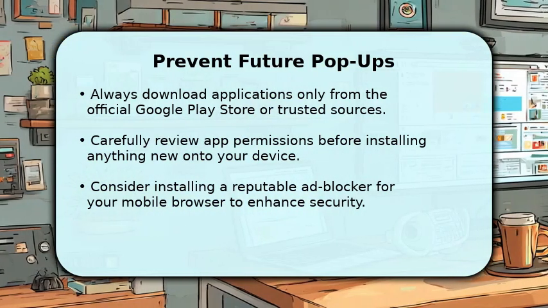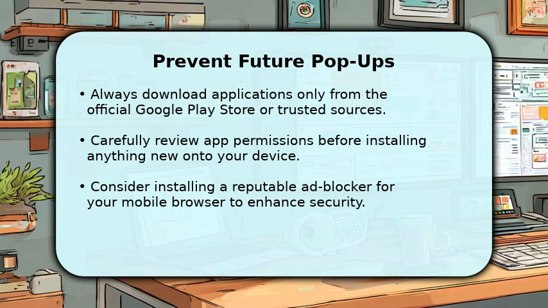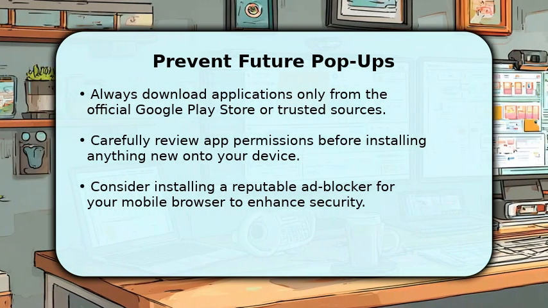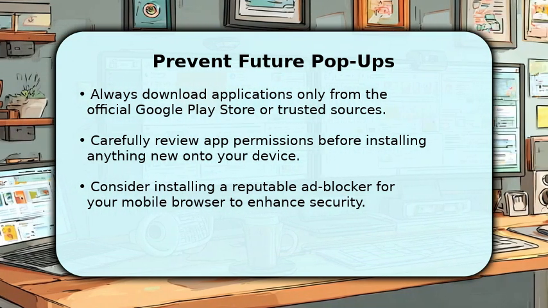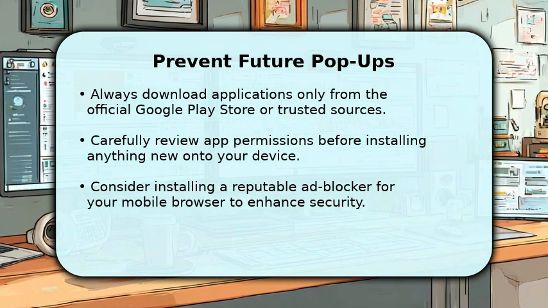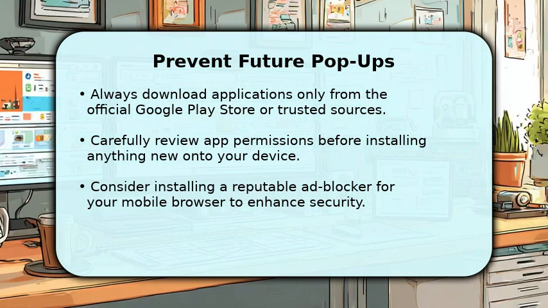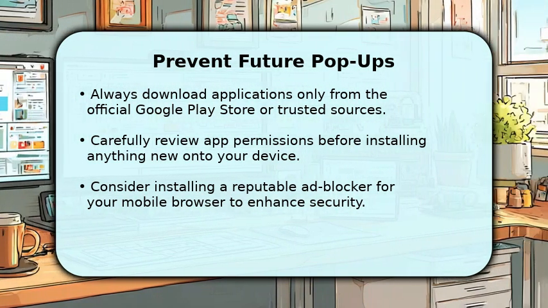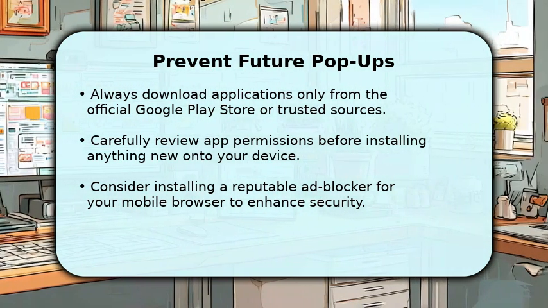To prevent future pop-up ads, always download applications from the Google Play Store and read reviews before installing. Be cautious of granting excessive permissions, especially to apps that do not clearly need them for their core function. For an extra layer of protection, consider installing a reputable ad blocker for your web browser. These proactive steps will help maintain a smooth and ad-free experience on your Android device for the long term.